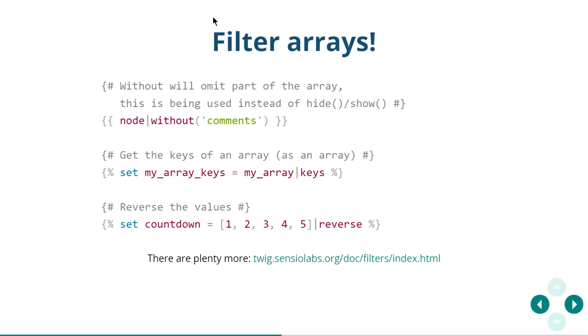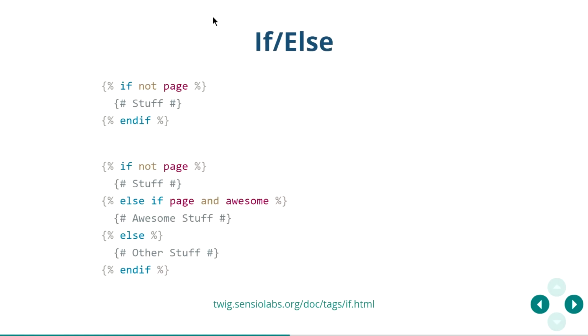Because you're not keeping track of some state that's in your mind. Oh, has this been printed? Well, if I talk to it directly, it will get printed no matter what. You can also get the keys of an array. There's a nice filter there, or reverse an array. So this is going to be a countdown instead of increment. Little simple examples there.